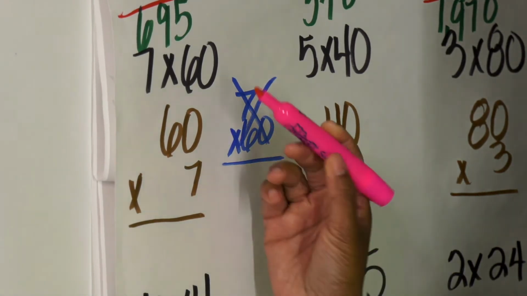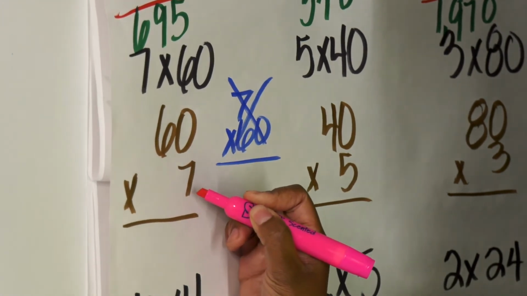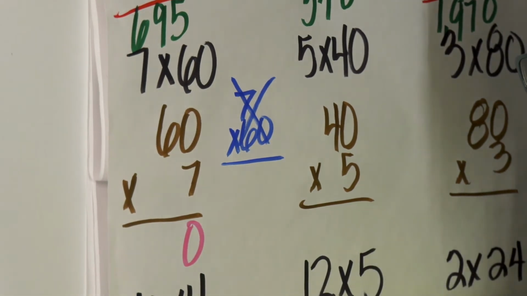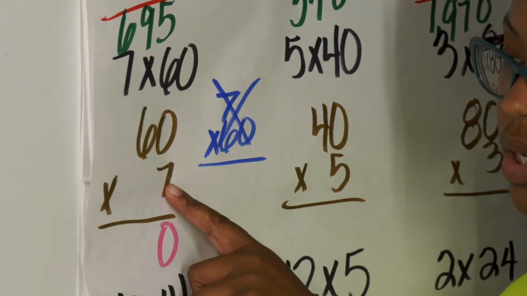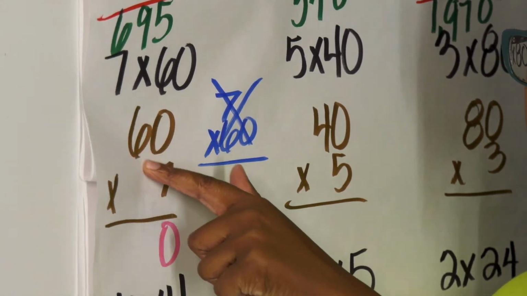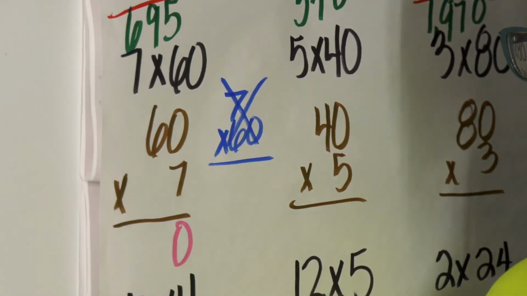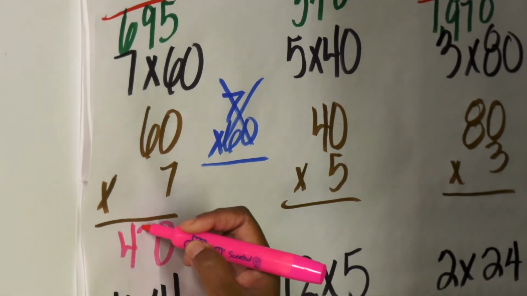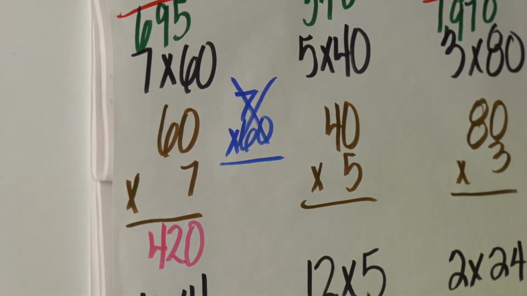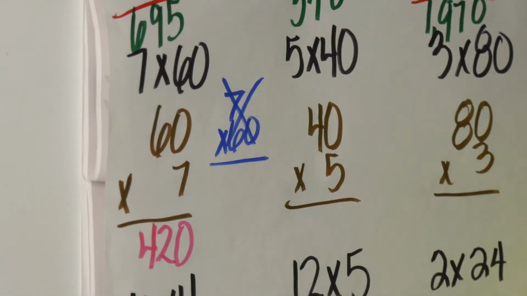So we start with our ones place just like with addition. 0 times 7. 0 times 7 is 0. Place your 0 in the ones place. And then you shift. Now you're multiplying 7 times that digit in the tens place. 7 times 6 is 42. So 420. Okay?